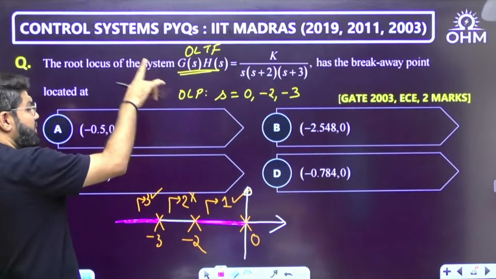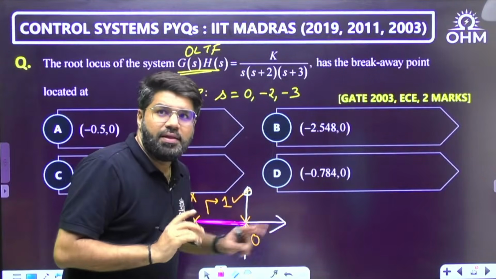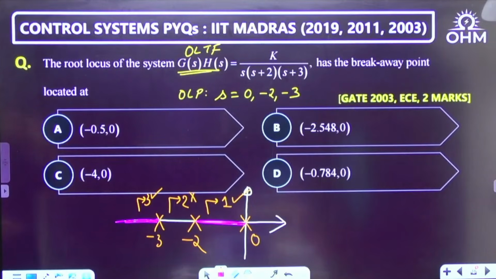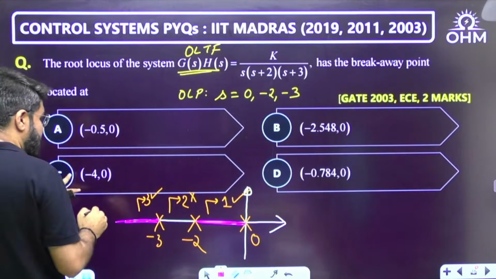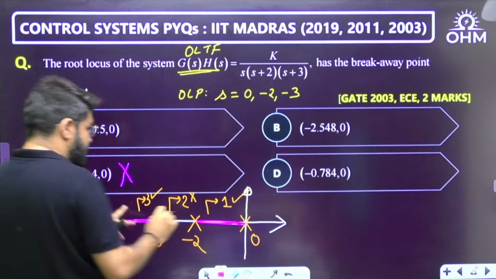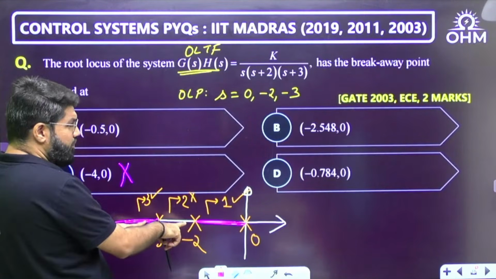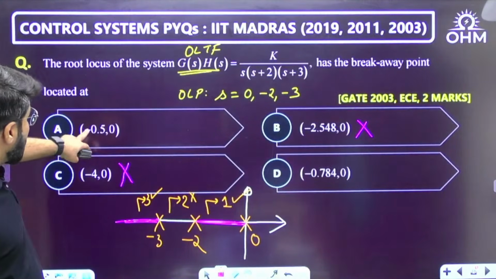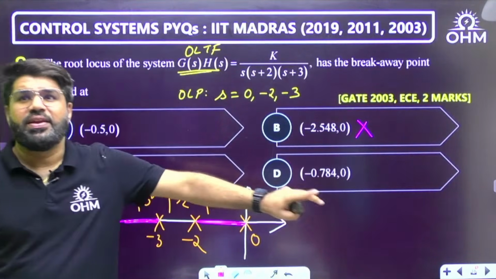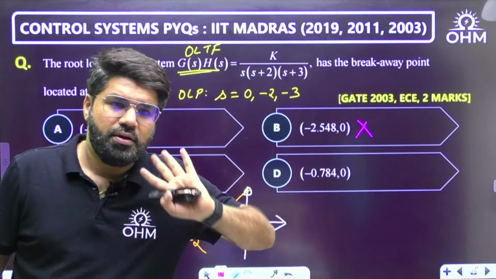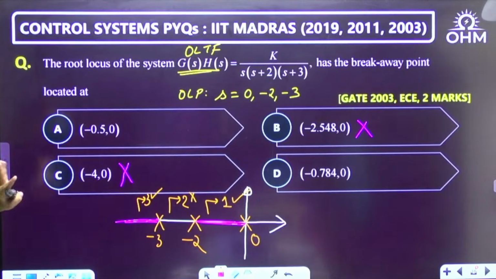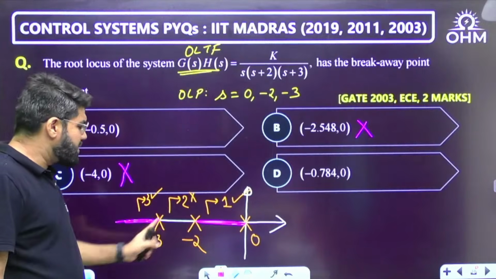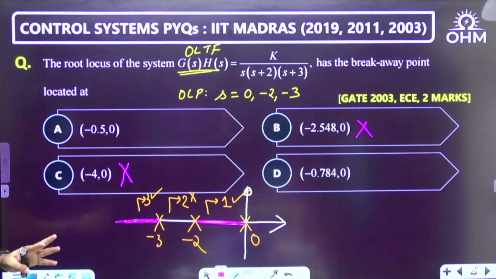But the breakaway point will come between the open loop poles. So one thing is clear: minus 4 cannot be the answer, and minus 2.5, which is between these two, also cannot be the answer. So it could be minus 0.5 or minus 0.784. Is that clear? B and C cannot be the answer because they do not satisfy the real axis condition.